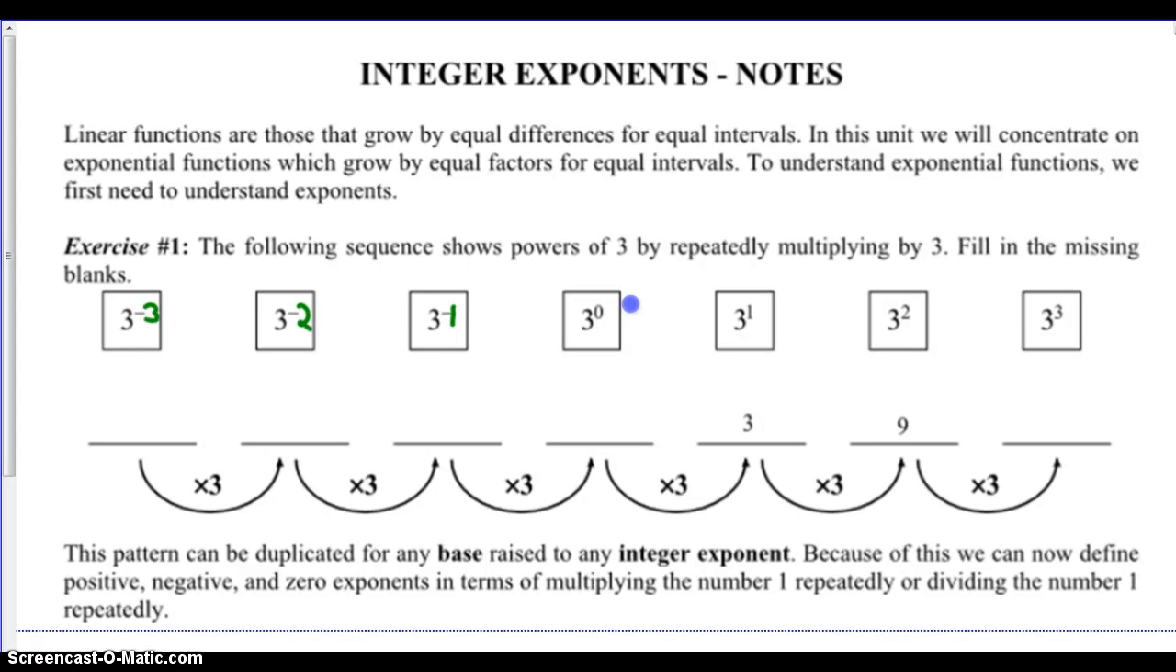So I can see 3 to the first is 3, 3 to the second is 9, 3 to the third is 27, 3 to the 0 is 1, because anything to the 0 power is 1. 3 to the negative 1 is 1/3, 3 to the negative 2 is 1/9, and 1/27. You want to look through and see the pattern here is now multiplied each step by 3.